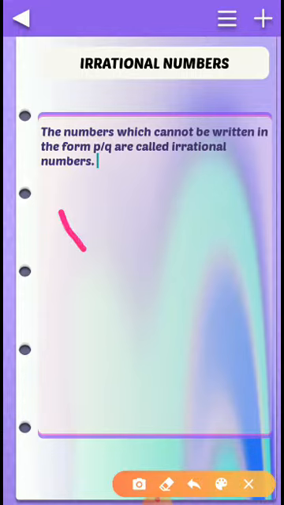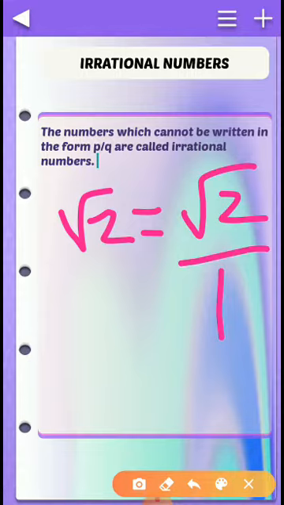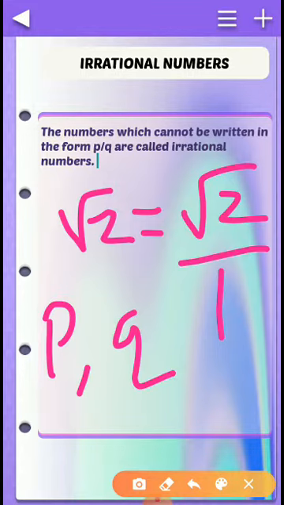Now you may think that √2 is irrational, I have said, but I can write √2 as √2 by 1. Yes, P by Q form. Then why is it not rational? Yes, but the condition was that P and Q should be integers. 1 is an integer, but root 2 is not an integer. So I cannot say that root 2 is a rational number. So it should be an irrational number. Hope that is clear.